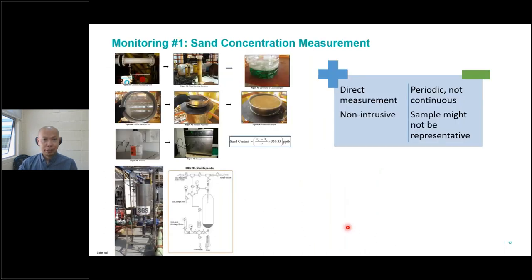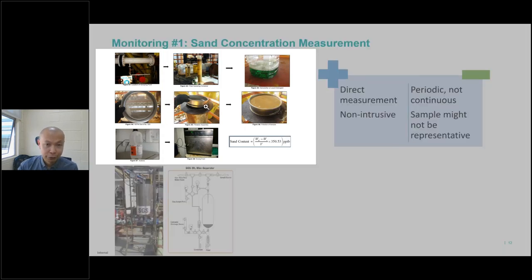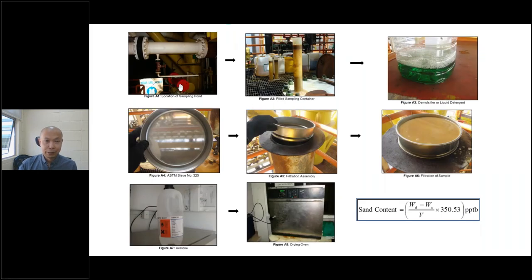All right, so let's start with the most common one. It's quite simple. We just purge or produce fluid, maybe 5 to 8 liters, into a jerry can, and then we strain the fluid. We only catch the sand. Once we catch the sand, we wash it. Basically we purge, we strain, and the retained sand, we strain it at 45 or 25 micron normally, so we retain anything bigger than that. We wash the sand just to make sure we get rid of any organic content, and then we weigh it.